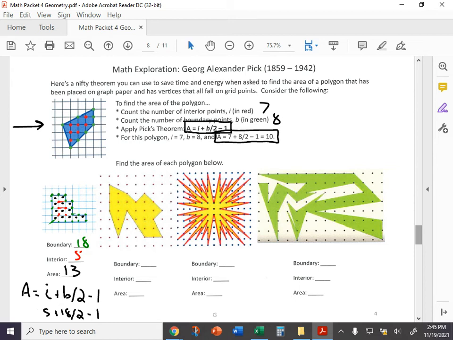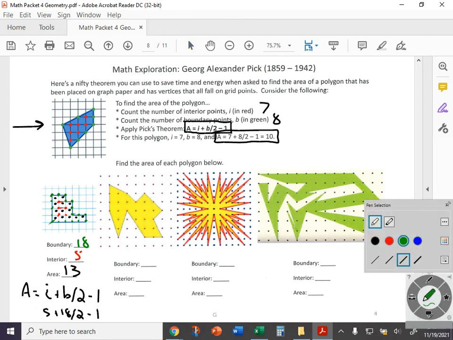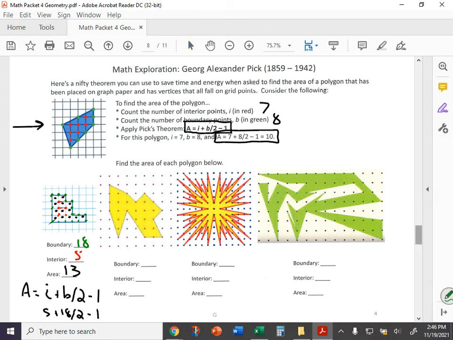So you're going to go through and count the number of boundary points, all these here in green, where it hits a dot. Then count all the interior points, all those dots inside the figure. Like that one, they're already kind of red for you there, but I'll make them a little more obvious. That's not one, right? I skipped over that because that is a boundary point. And then apply Pick's Theorem to get the area.